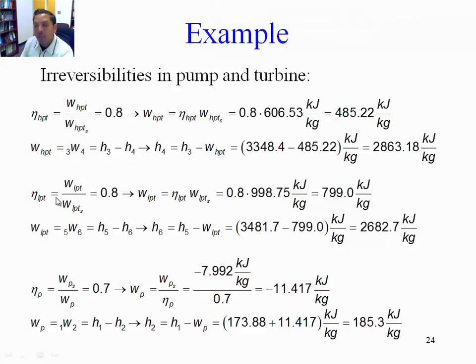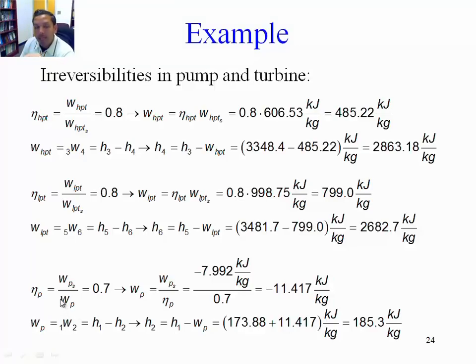We can do exactly the same with the low pressure turbine. We found before that the low pressure turbine was producing 998.75 kilojoules for every kilogram of water that passed through it. But with an efficiency of 0.8, the real amount of work that it produces is 799 kilojoules for every kilogram of water that passes through it. Through the first law of thermo, the work from 5 to 6, no longer 5 to 6s, but 5 to 6, is minus delta H from 5 to 6, which means that we can calculate H6, and H6, at the outlet of the low pressure turbine, is now 2,682.7. So we found the new works, the new values, and we can do the same thing for the pump.